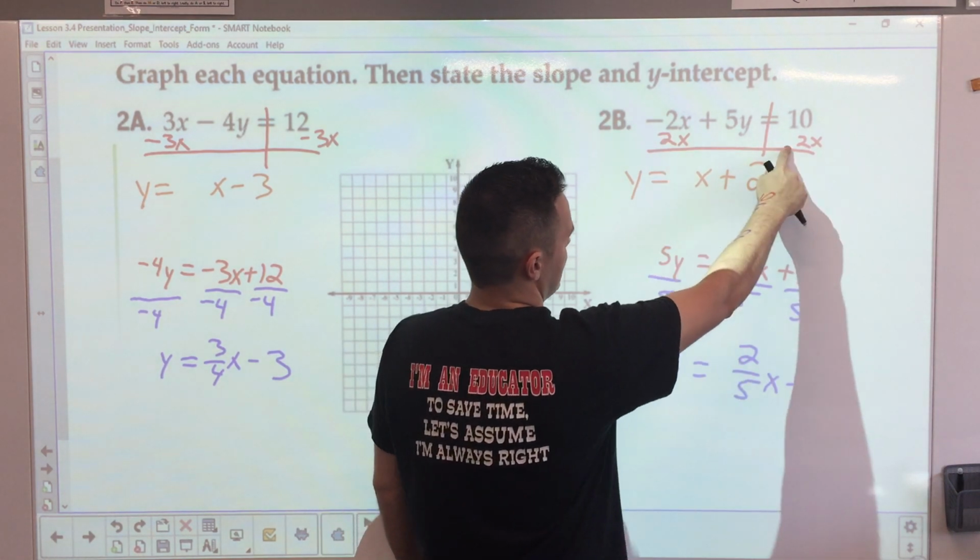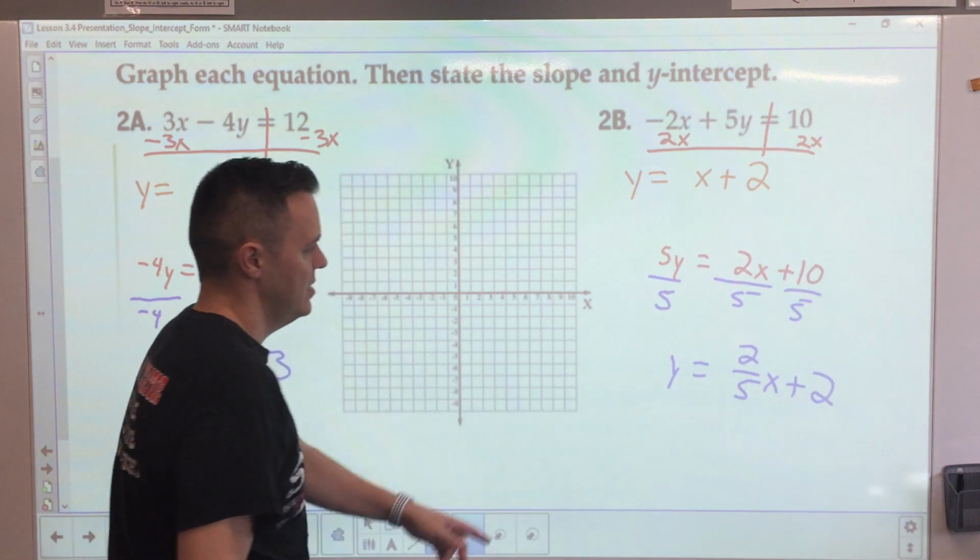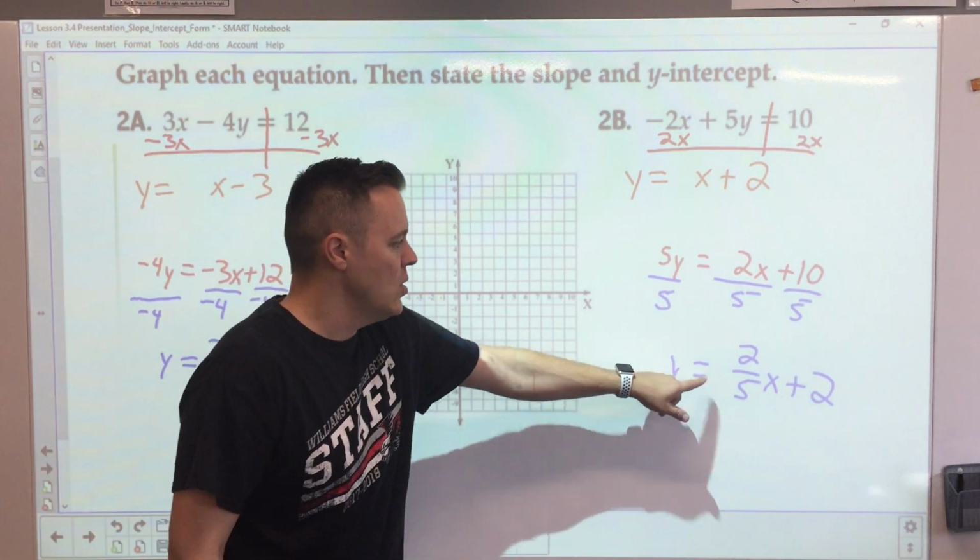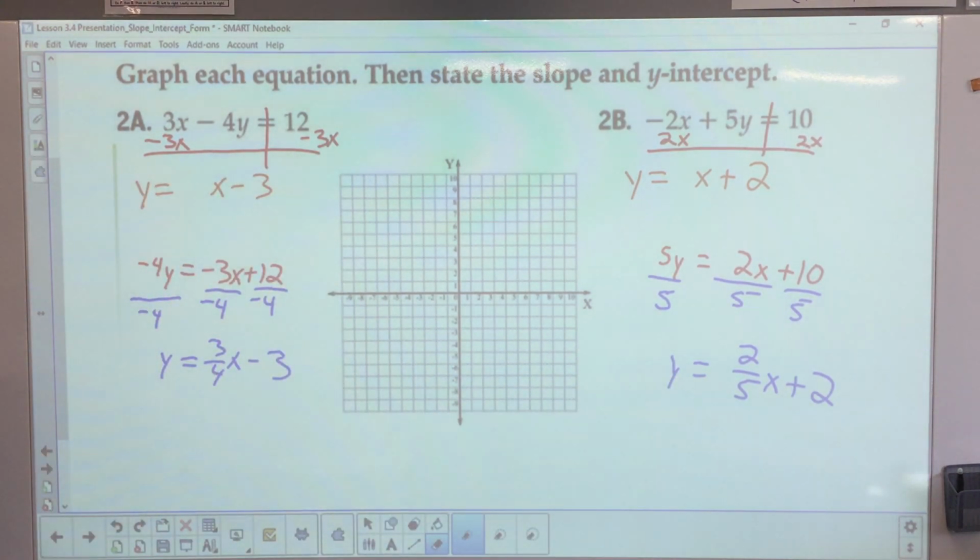So that's adding 2x to both sides. And then there's our slope, 2 over 5x, and here's my slope over here, 3 over 4x. Could I graph them? I'm not going to graph it on here, but you guys understand and get the concepts.